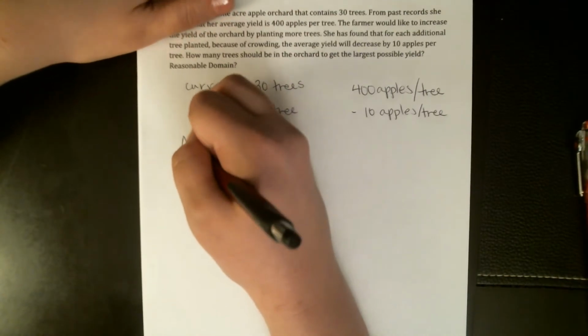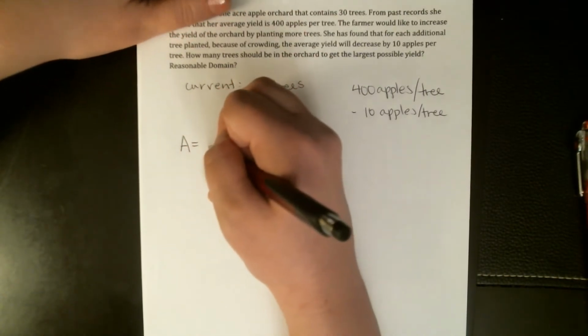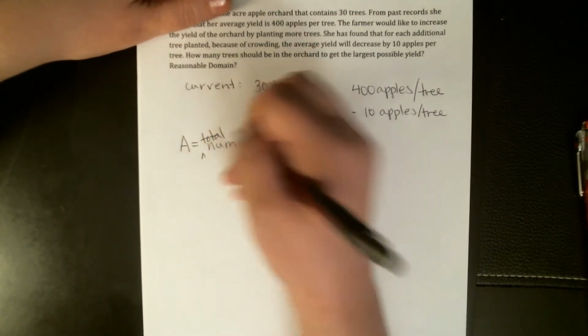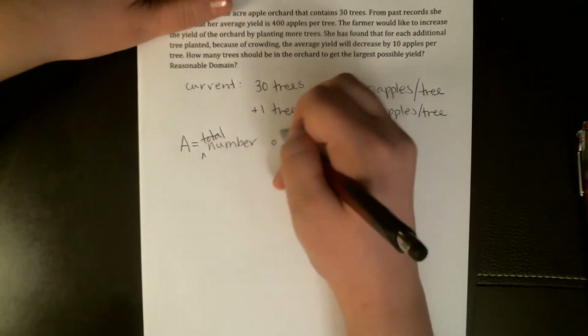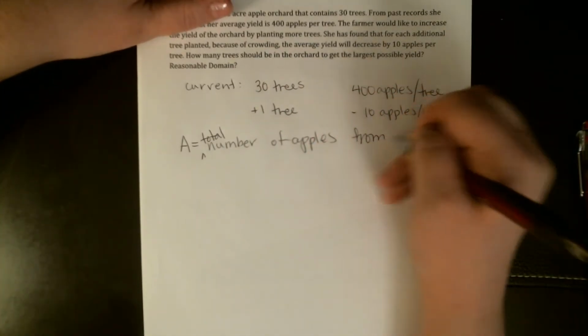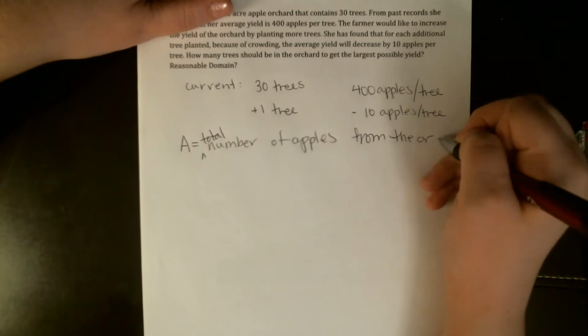Okay, so we are trying to maximize the yield of the orchard. And the yield is the total number of apples, is what I would say. We didn't get a weight thing here. We got a number of apples. So let's say we've been using lots of A's. We'll stick with it. A is the total number of apples from the orchard.